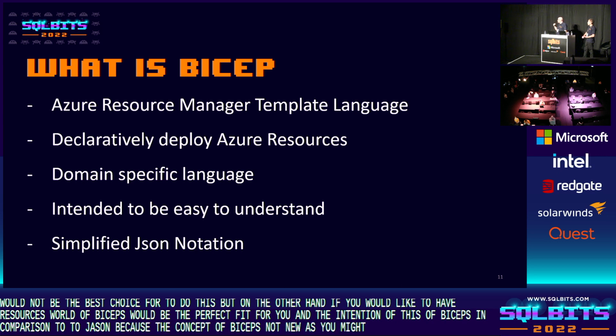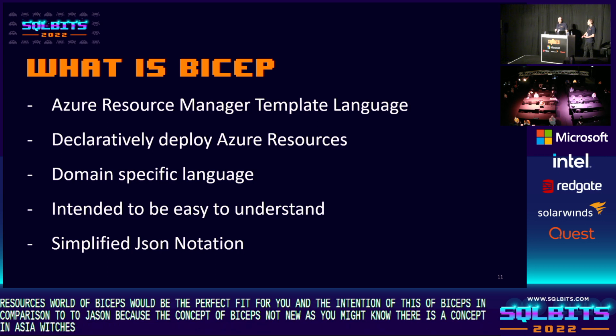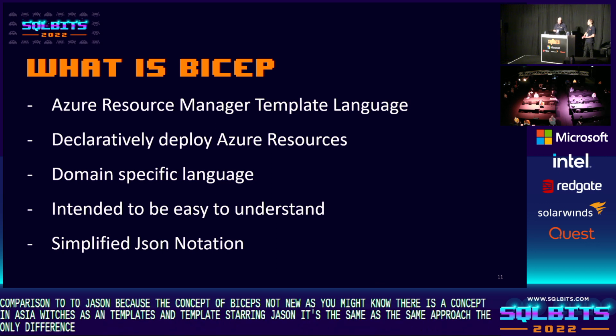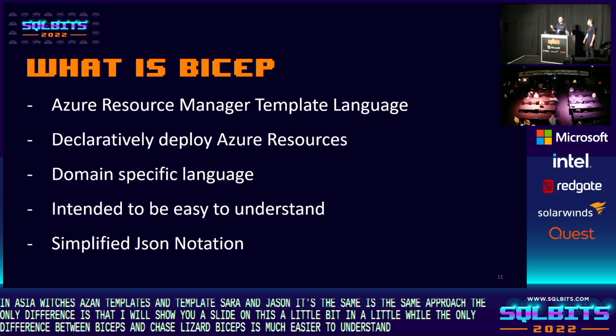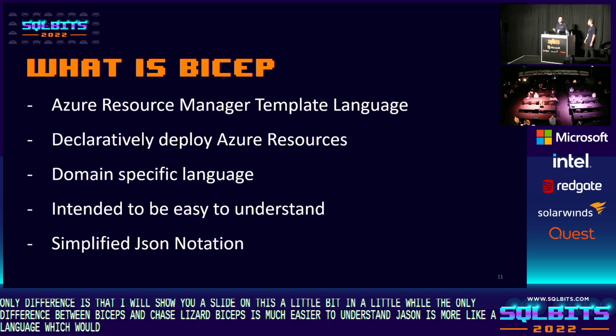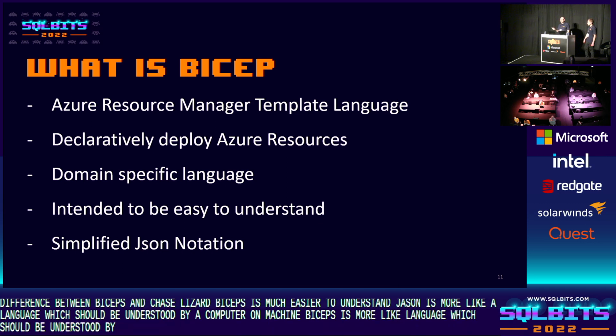As you might know, there is a concept in Azure which is Azure ARM templates, and Azure ARM templates are in JSON. It's the same approach. The only difference, and I will show you a slide on this in a little while, between Bicep and JSON is that Bicep is much easier to understand. JSON is more like a language which should be understood by a computer or machine. Bicep is more like a language which should be understood by people, right?